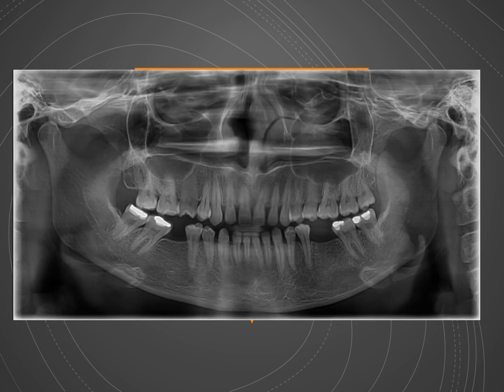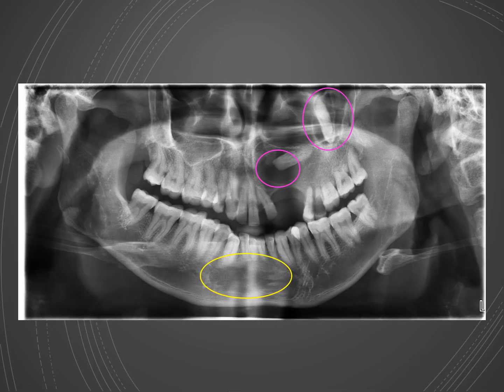This, for example, looks like a nice panoramic radiograph, but what we see here is a very prominent air shadow, probably blood vessels within the sinus and the nasal region. And this area pointed out in yellow shouldn't be mistaken for a radiolucency.